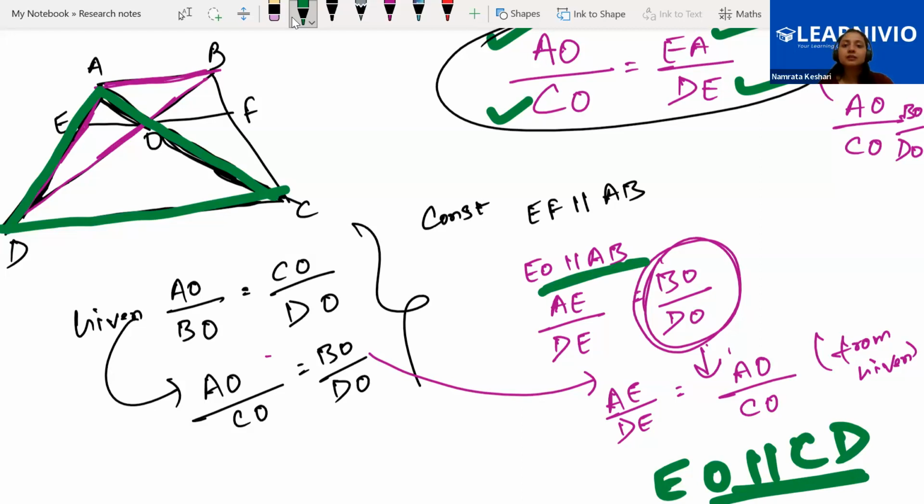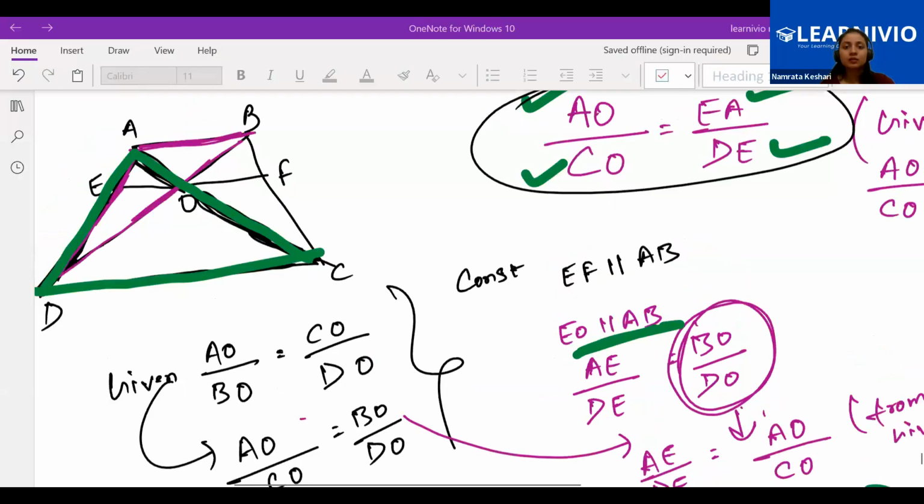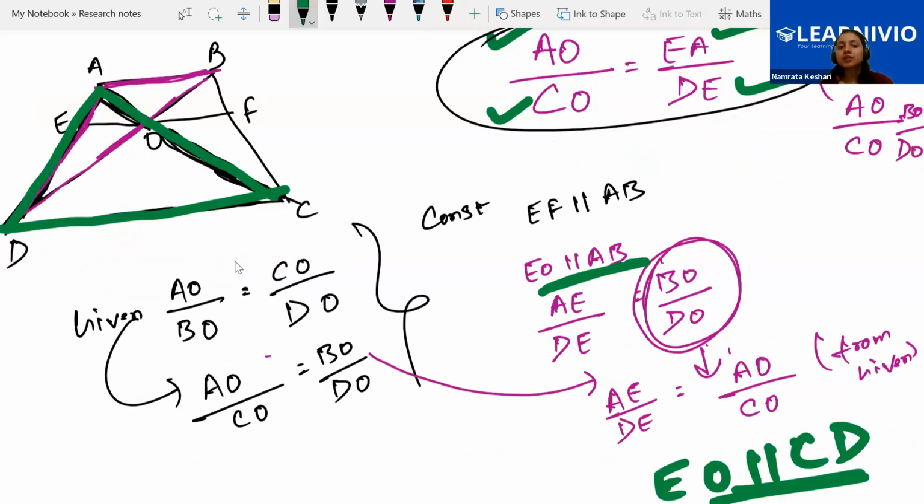Everyone getting it? Galvin, Aisha, Ziana. Yes, ma'am. Noah, getting it? Yes, ma'am. Okay, so this is how we'll be doing it. The given part is okay, but we will be writing it so that we can use the given part. So AO by BO equals CO by DO, we can write it as AO by CO equals BO by DO. Why are we doing so? So that we can use this information further.